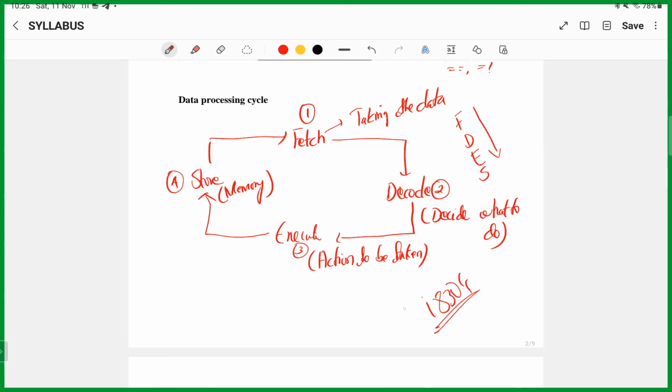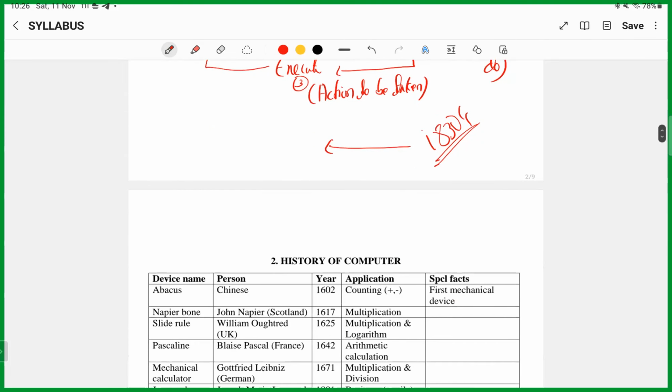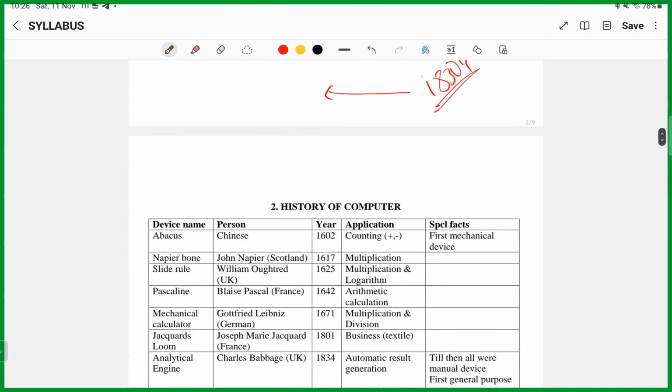But before 1830s itself, there were few inventions already there in the world which do the function of a computer. Let us discuss it one by one. The first and the foremost is the abacus. How many of you are aware of abacus?